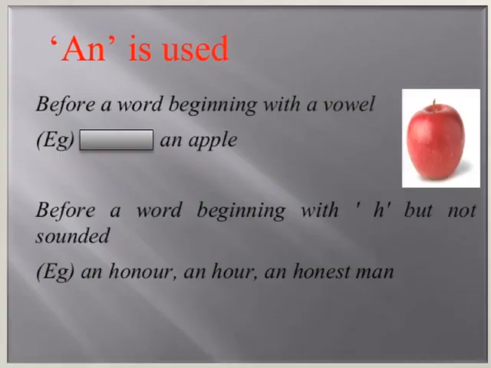So, let us recollect. An is used before a word beginning with a vowel sound. For example, an apple. Let us learn about the exception though. An is also used before a word beginning with H but not sounded, which means H is silent in these words, and these words begin with the vowel sounds. For example, an honor, an hour, an honest man.